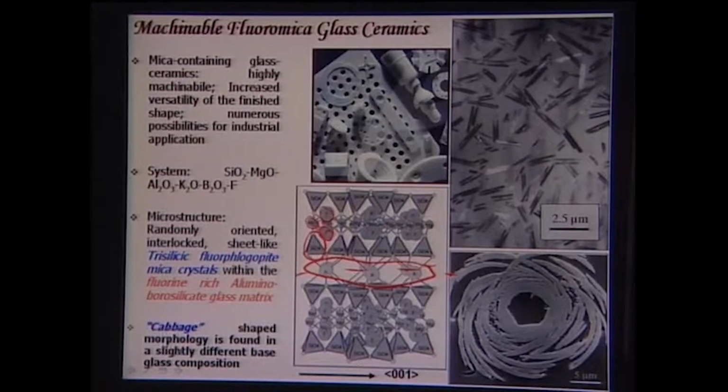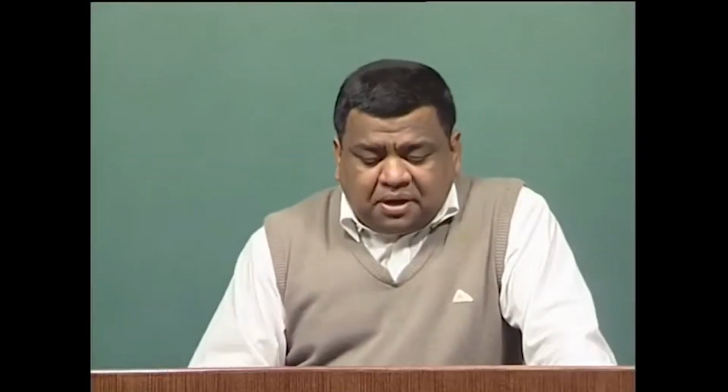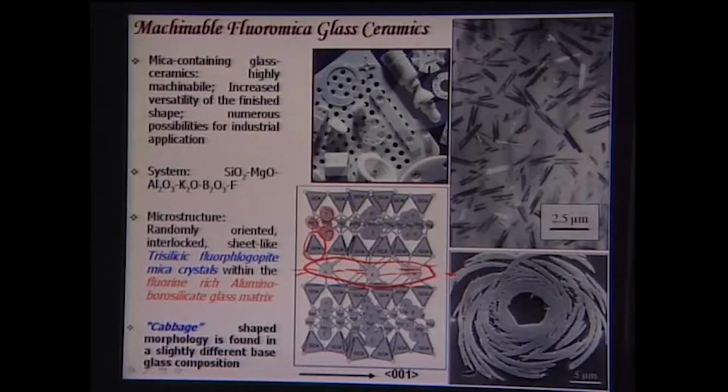Because of this particular characteristic crystal structure, during the machining operation these potassium planes act as weak cleavage planes, and the material can be broken along the potassium plane here, and that leads to an important characteristic known as high machinability.